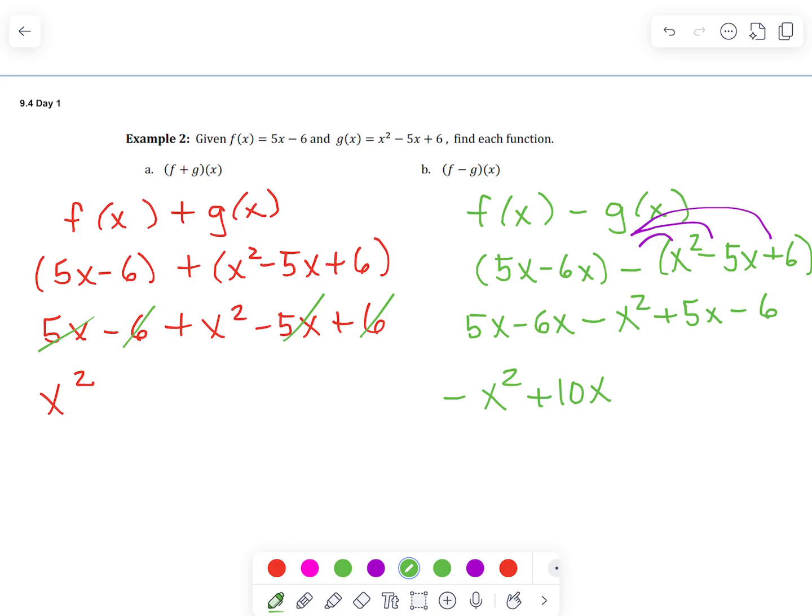Oops, I see a mistake here. This should be just 6 there. And then negative 6 and negative 6 will become negative 12.